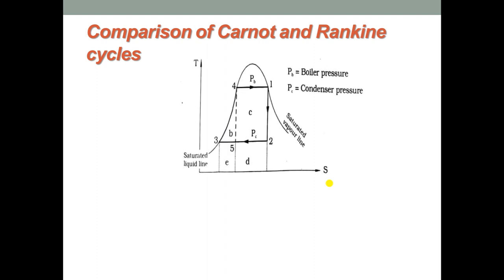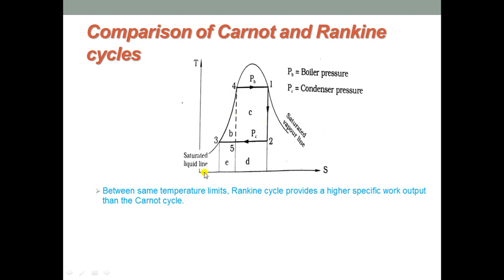The figure shows the superimposed TS diagram of Carnot and Rankine cycle operating between the same boiler and condenser temperatures. Note that the pump work, being small, is neglected and hence not shown in the diagram. So, we have neglected the pump work because it is very small. Here, between the same temperature limits, these are the two temperature limits. This is the maximum temperature limit and this is the minimum temperature limit. The Rankine cycle provides higher specific power output than the Carnot cycle.